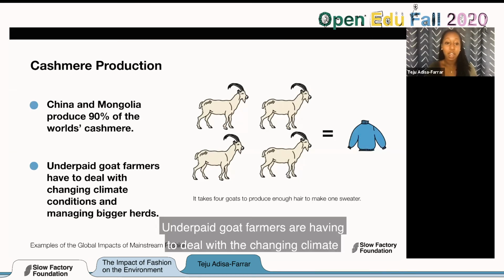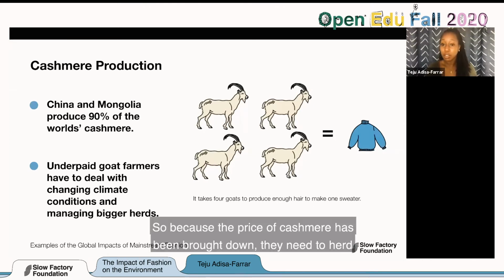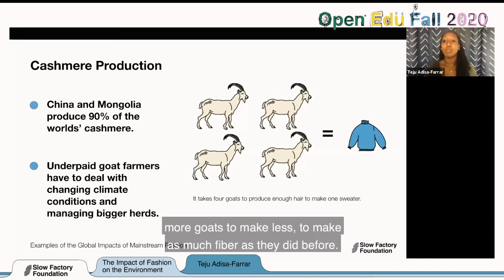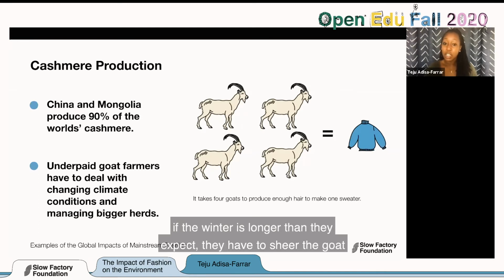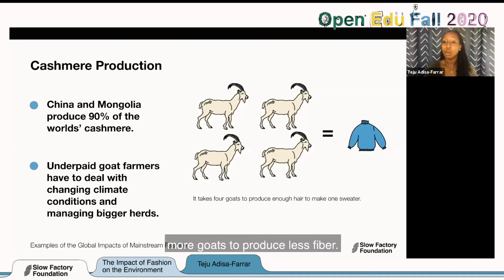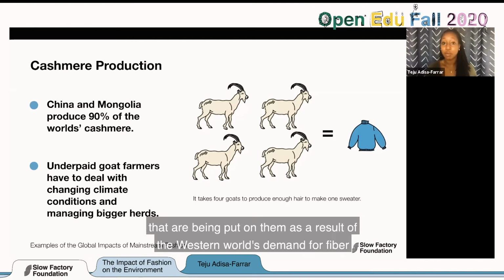Underpaid goat farmers are having to deal with the changing climate conditions and managing bigger herds. Because the price of cashmere has been brought down, they need to herd more goats to make as much fiber as they did before. And because climate change has been affecting Mongolia in particular, if the winter is longer than they expect, they have to shear the goats sooner, which means there's less hair, which means, again, they need more goats to produce less fiber. And they're not making any more money for this extra work and for the extra conditions that are being put on them as a result of the Western world's demand for fiber.